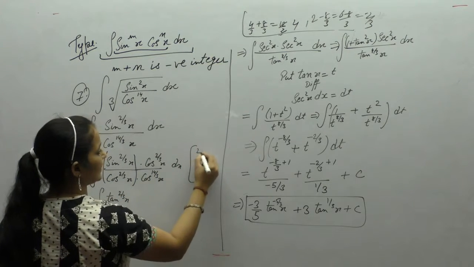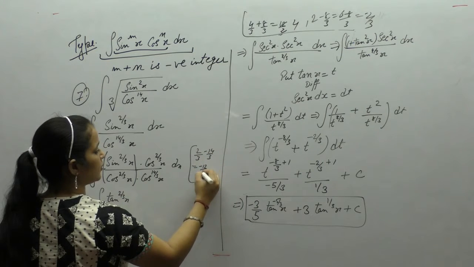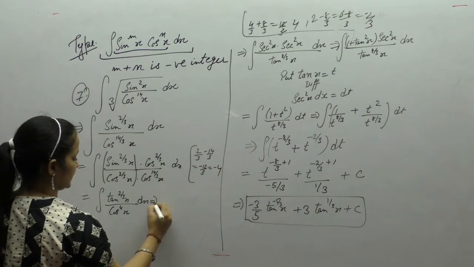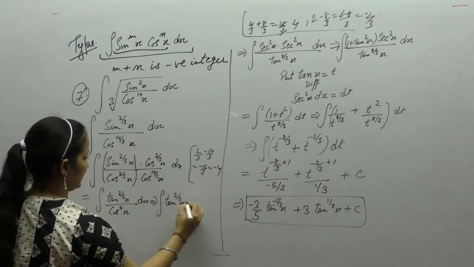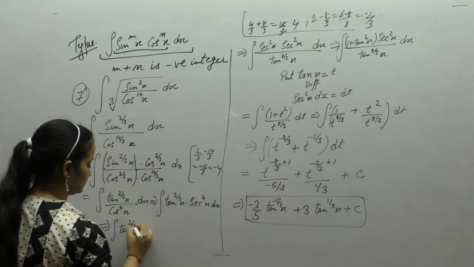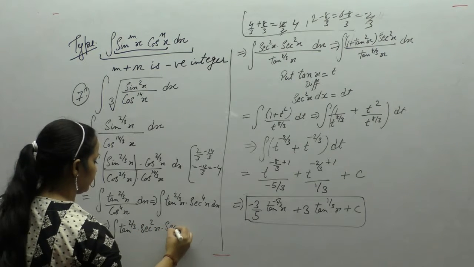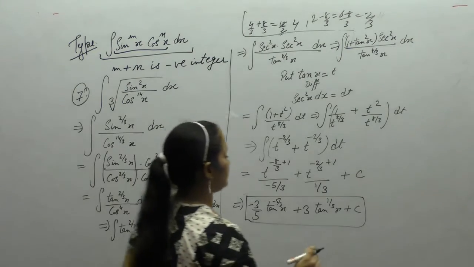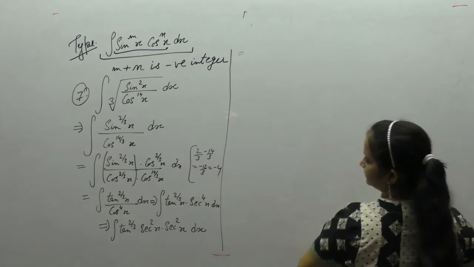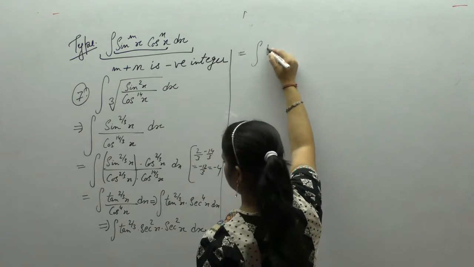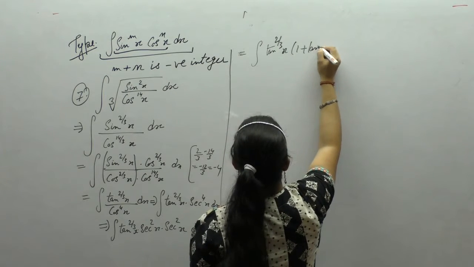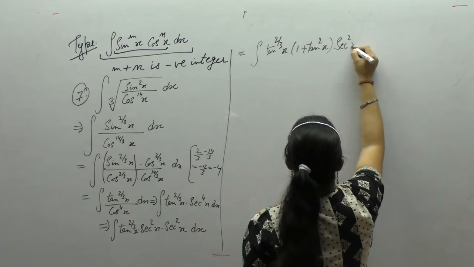2 by 3 minus 14 by 3 is minus 4, so 1 upon cos 4x, which is sec 4x, giving tan 2 by 3x into sec of 4x. Write sec 4 as sec square into sec square. Instead of one sec square, repeat the same procedure, we put the value 1 plus tan square x. So tan 2 by 3x into 1 plus tan square x into sec square x dx.